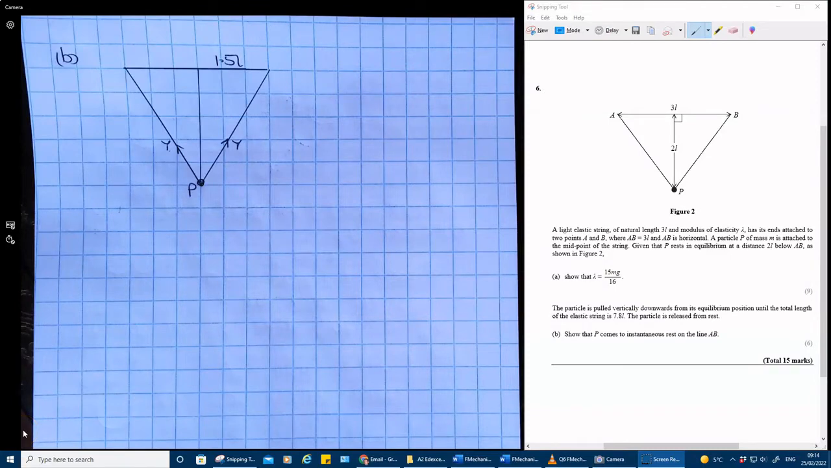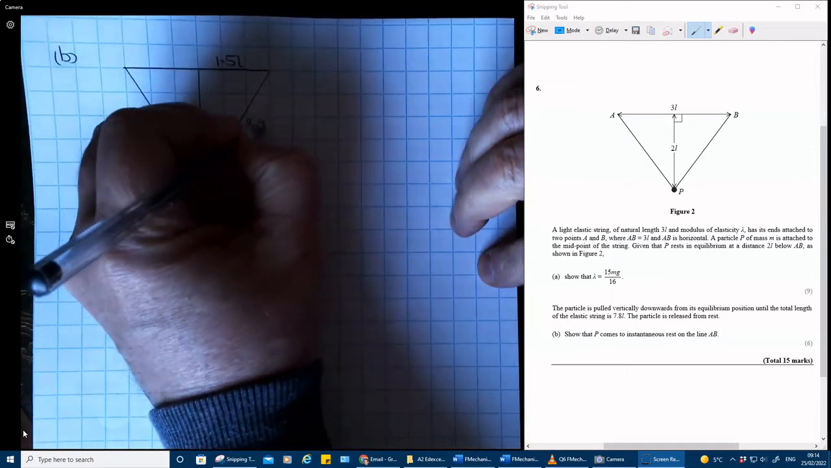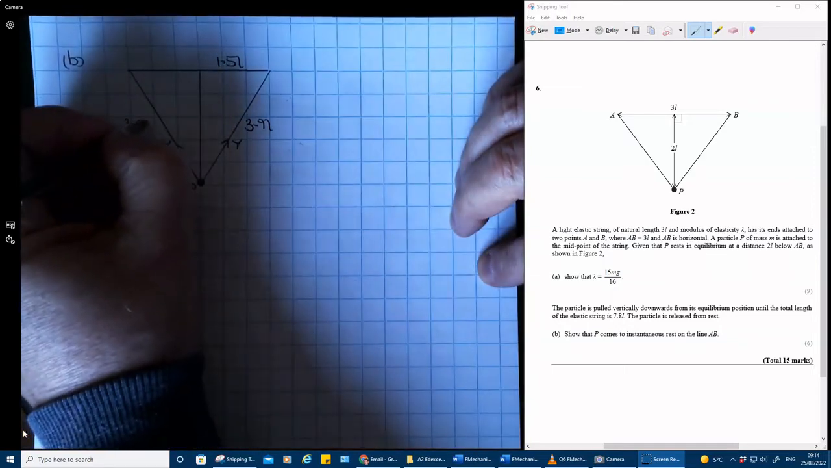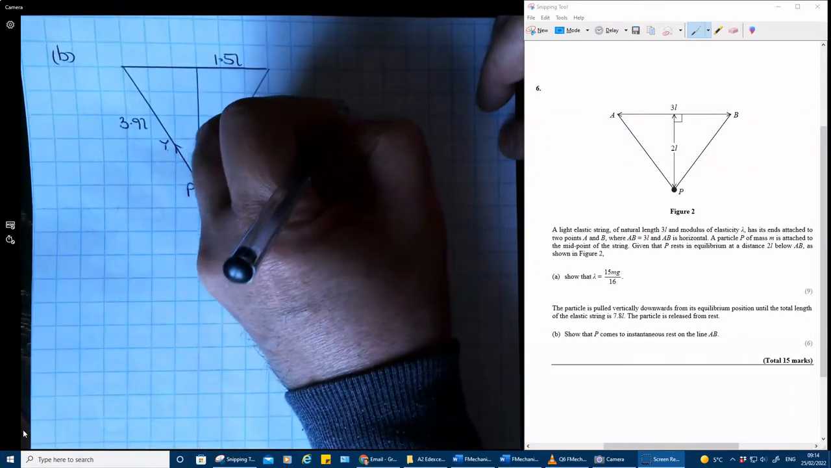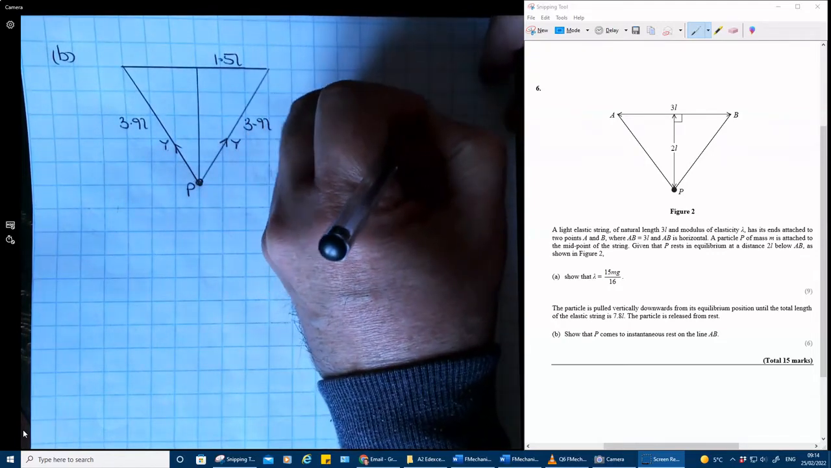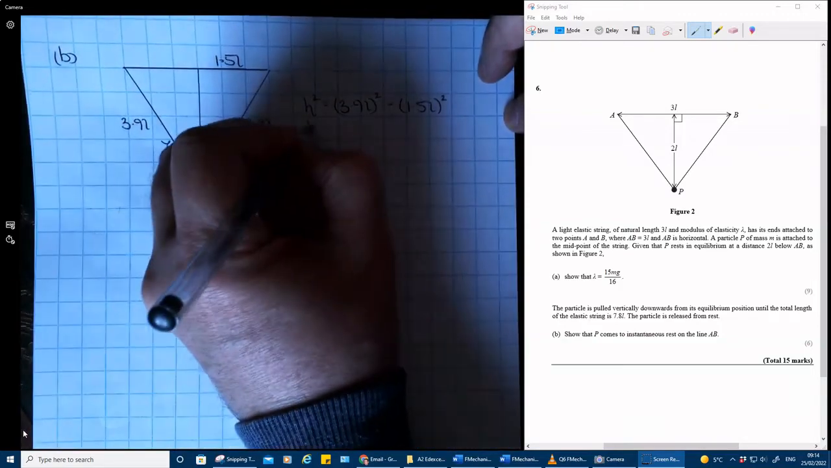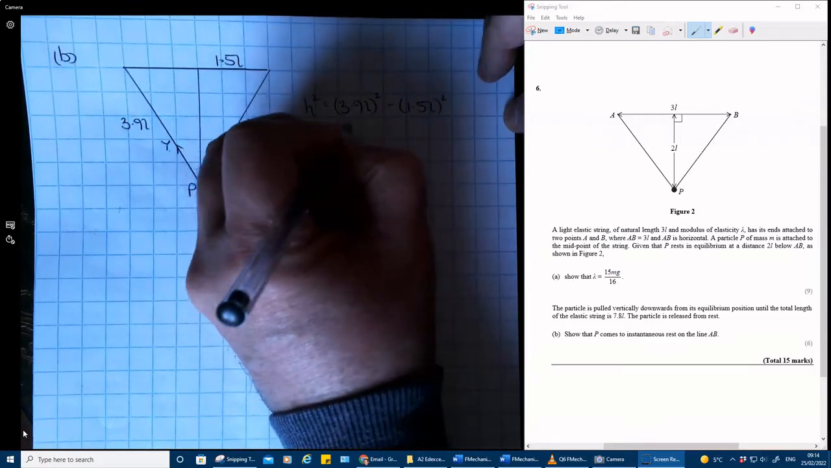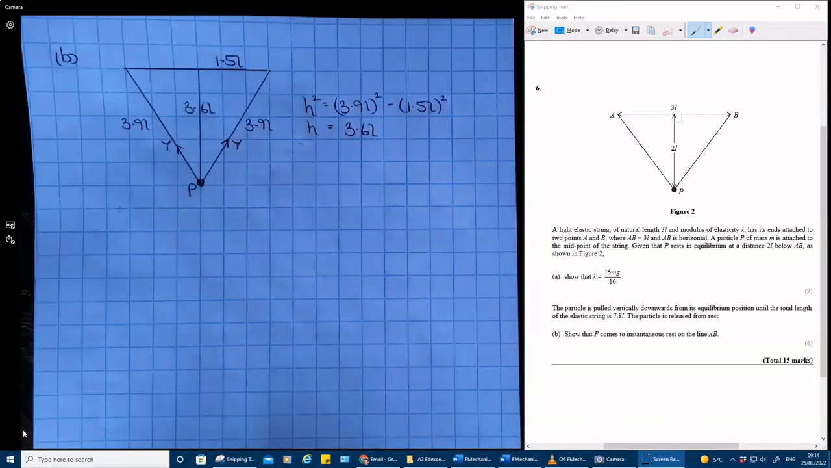Okay, part B then, we are told that the string is stretched, so the total length is 7.8 L. So I know this must be 3.9 L, as must this. I can then work out the height, which is 3.9 L squared, take away 1.5 L squared. Okay, and then I work that out and square root it, and I get H is 3.6 L. So this is 3.6 L.